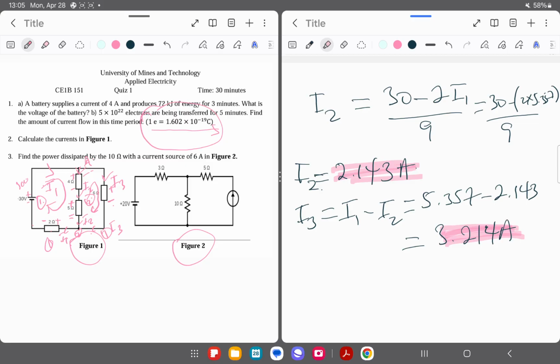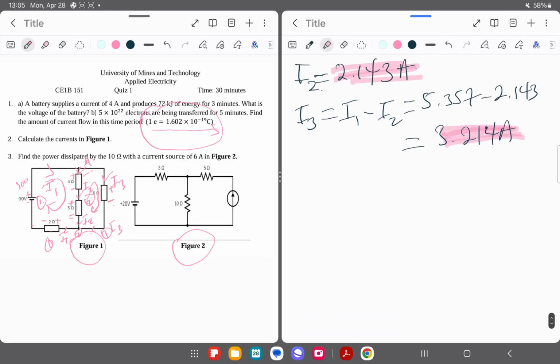Now let's move to question 3. I have my question 3 here. Question 3: you have to find the power dissipated by the 10 ohms resistor with a current supply of 6 amps in figure 2. What that means is that the current supply here, 6 amps, is referring to this current here. So with this, we have to find the power dissipated.